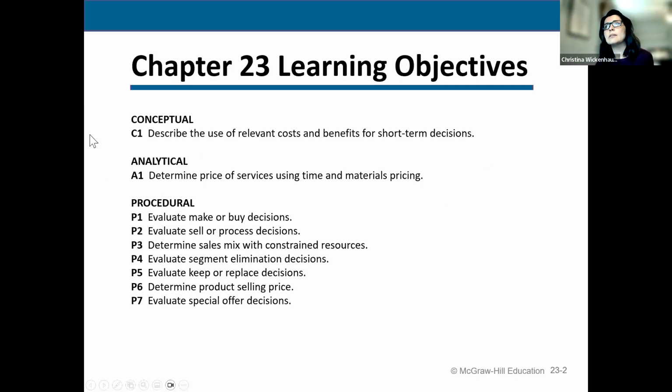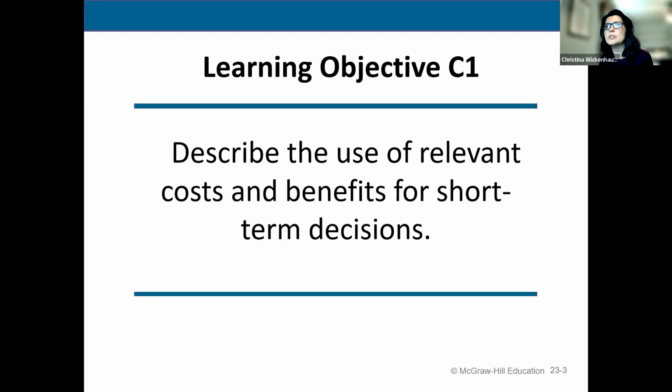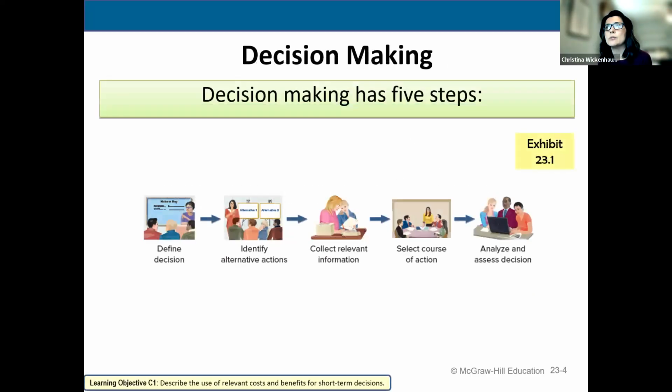And then the analytical piece, which is the ratio piece, we're going to be talking about the price of services using time and material pricing. So let's jump into these relevant costs. I already kind of gave you a rundown of what makes it a relevant cost. And so we're going to use this in our decision-making process.